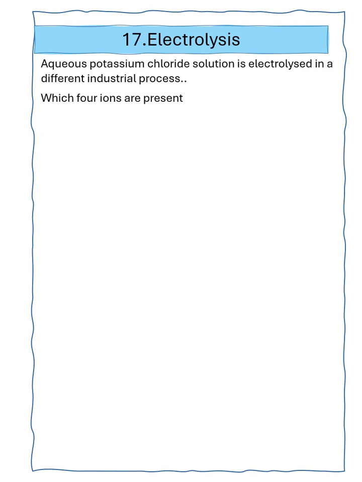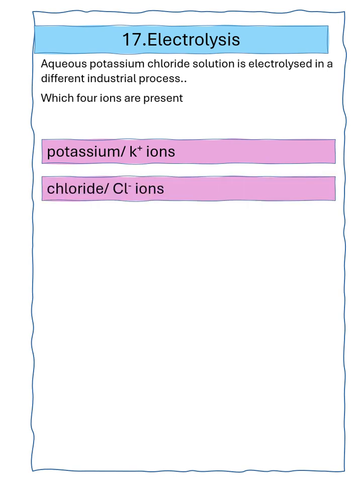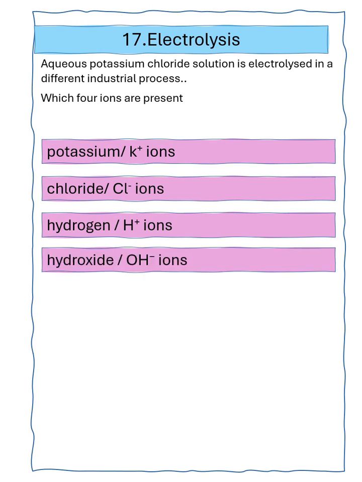So question 17 about electrolysis says aqueous potassium chloride is electrolyzed in different industrial processes. Which 4 ions are present? So remember, it's potassium chloride in aqueous solution, so we've got to say what ions are present in potassium chloride and what ions are also present in water. So in the potassium chloride, we've got potassium K plus ions, we've got chloride Cl minus ions, and then the water will form hydrogen H plus ions and hydroxide OH minus ions.